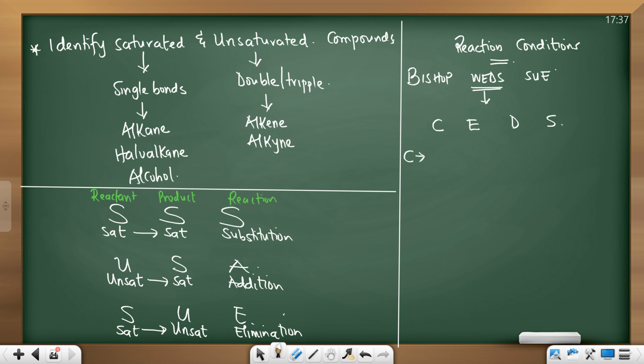C. When I use concentrated, or anytime I see concentrated strong base, for example, my strong base, sodium hydroxide, potassium hydroxide, the type of reaction that I'm doing is an elimination.